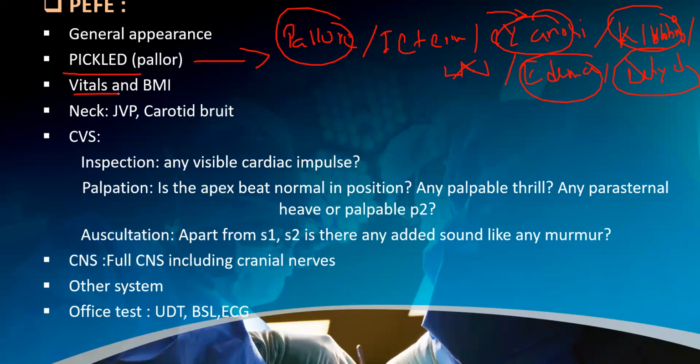I always keep vitals and BMI at the same time. In some cases BMI is not important, but just because I don't want to forget it, I always keep BMI with the vitals. So I would like to know the vitals, blood pressure with postural drop. In this case, postural drop is important because why? What's the reason, guys? Why do we need to know postural drop in this case?